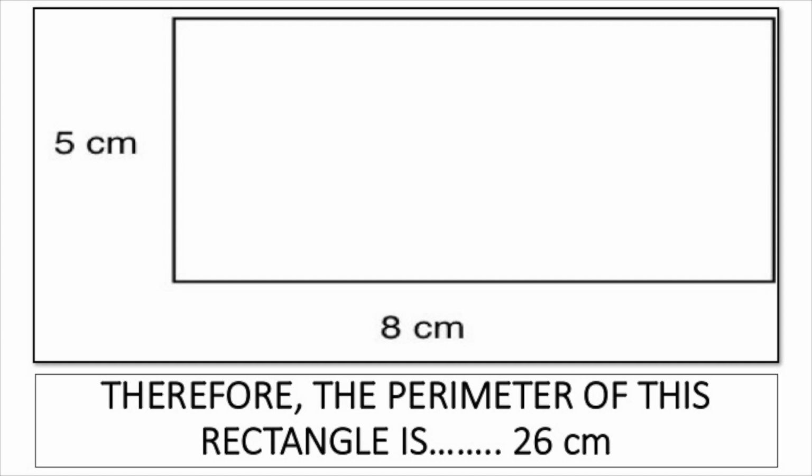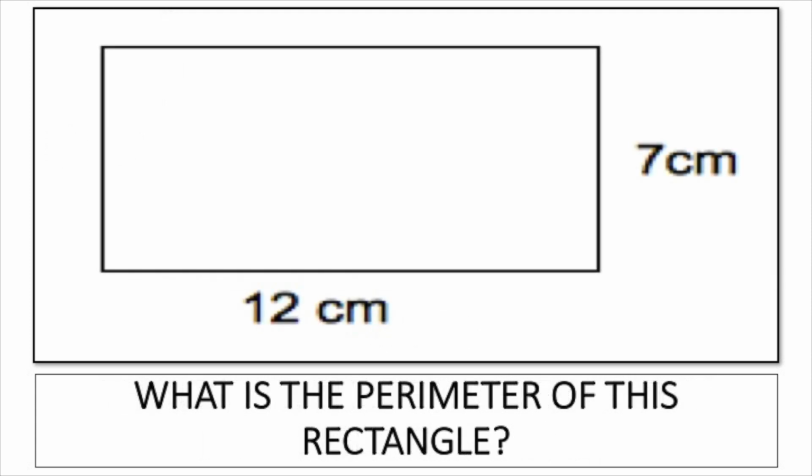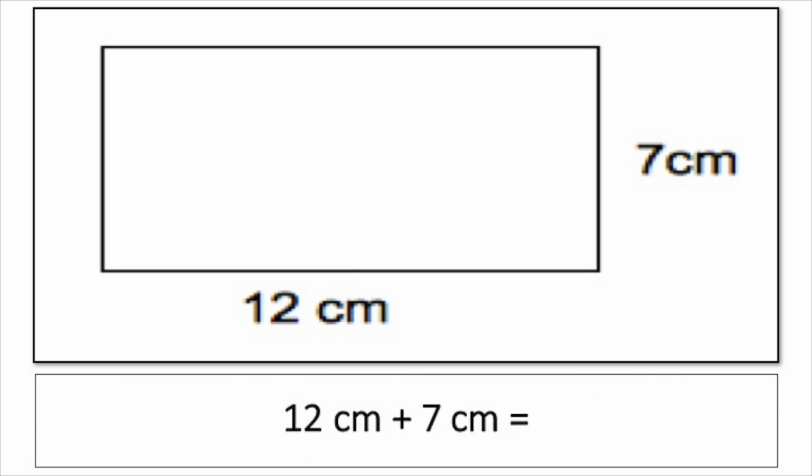Understand, guys? Okay, let's do one more together. What is the perimeter of this rectangle? So let's look at the length of the sides. What's the length of this side here? 12 centimeters. And the width? Okay, so step 1, 12 centimetres plus 7 centimetres equals 19 centimetres.